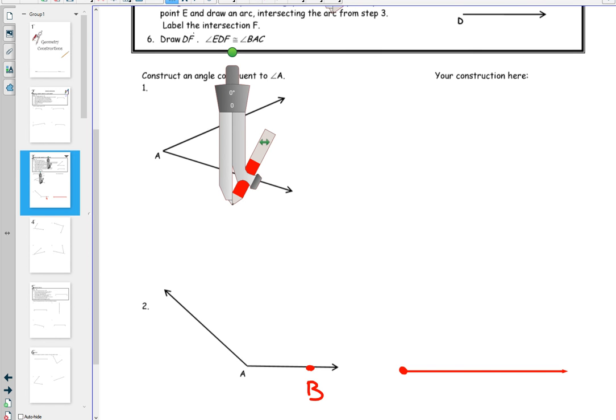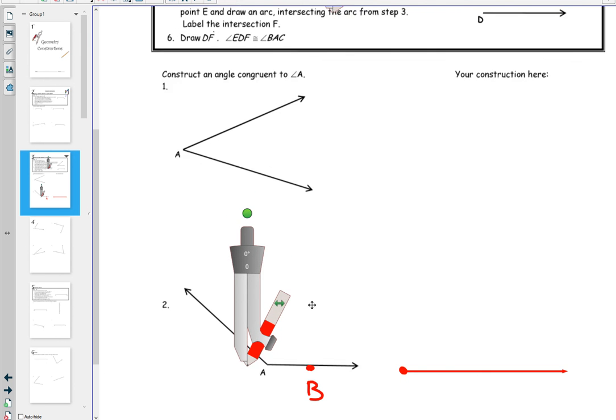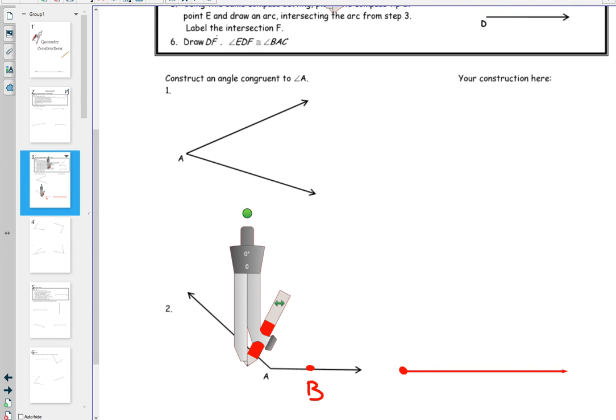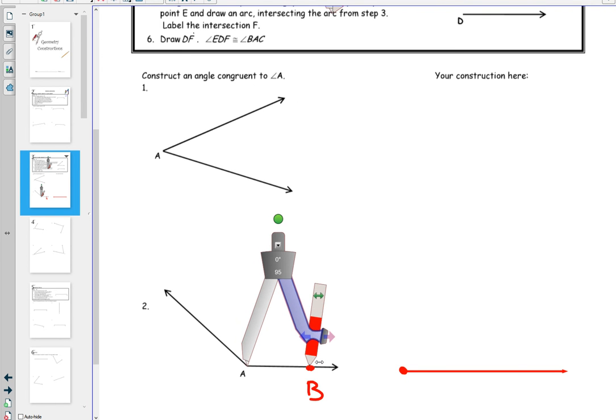Are you doing this? Look at that. Okay, so measure how far it is from A to B. You're going like this. Bring that over to D. It should have a D here.